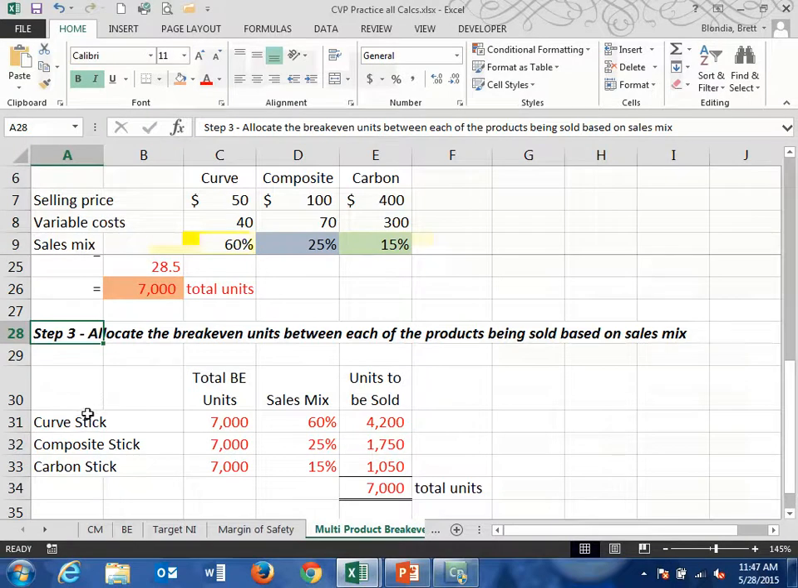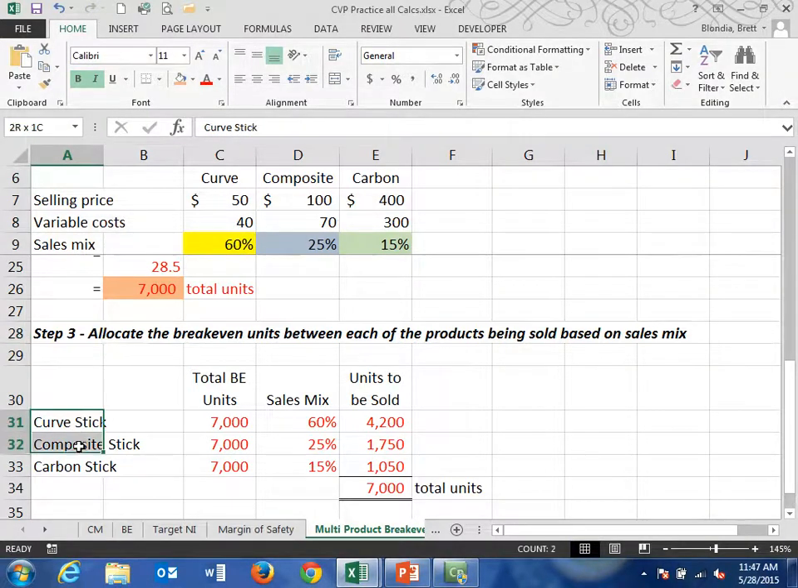Again, the number of allocations in this last step is going to be directly related to the number of models of product that are being sold. So if you only have 2 products, you're only going to have to do 2 allocations here. If you have 5, you'll have to do 5. Okay? But that's it in a nutshell. I think that's it for our CVP, our cost volume profit discussions.